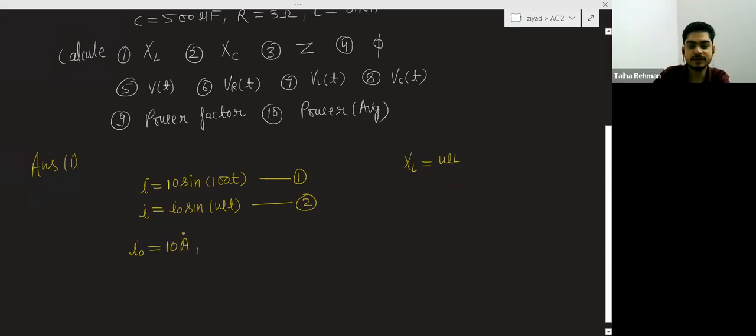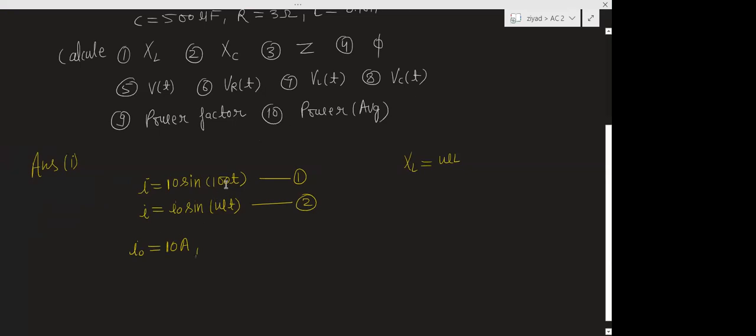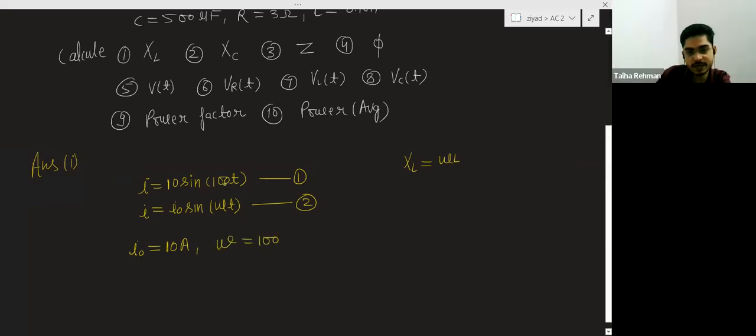What is omega? Can you tell me the value of omega? Not 100 t. Omega is equal to only 100 radian per second. Now we can find XL.